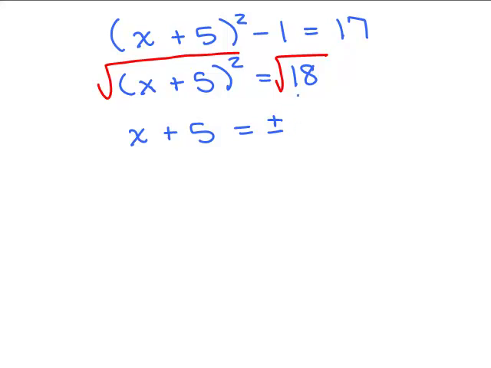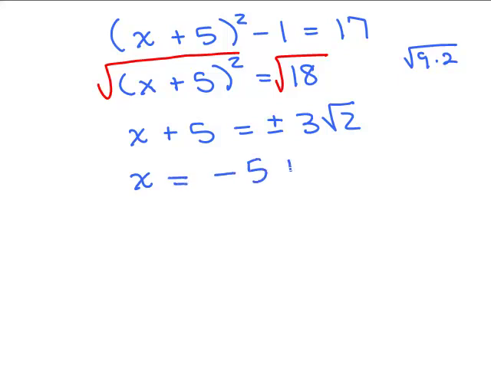What's the square root of 18? 3√2. Again, you have to remember, square root of 18 could be written as square root of 9 times the square root of 2, and that's going to be 3√2. All right, so one last thing, subtract 5 from both sides. And remember, when you subtract 5, put it in front. That's just the way we write it.